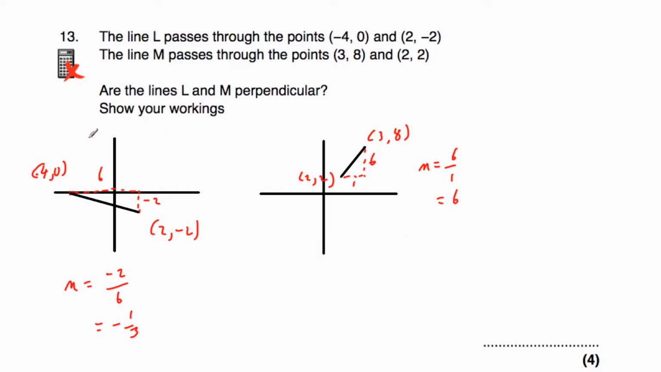So we now know their gradients. The gradient of line L is equal to -1/3, and the gradient of line M is equal to 6. Now, are these two lines perpendicular? Well, no, they're not perpendicular, and there's a few different ways we can show that. First of all, if we had the gradient of 6 and we found the negative reciprocal, well, it's going to be negative, and then the reciprocal of 6 is a sixth. So the line that would be perpendicular to line M would have a gradient of -1/6, and the line L doesn't have that gradient.